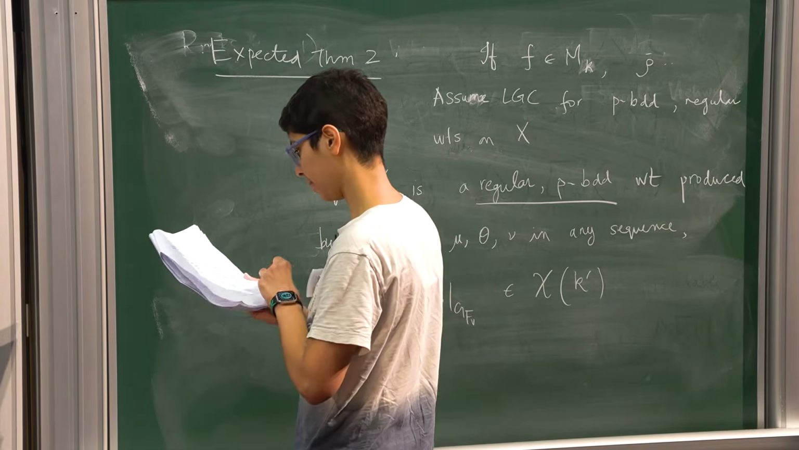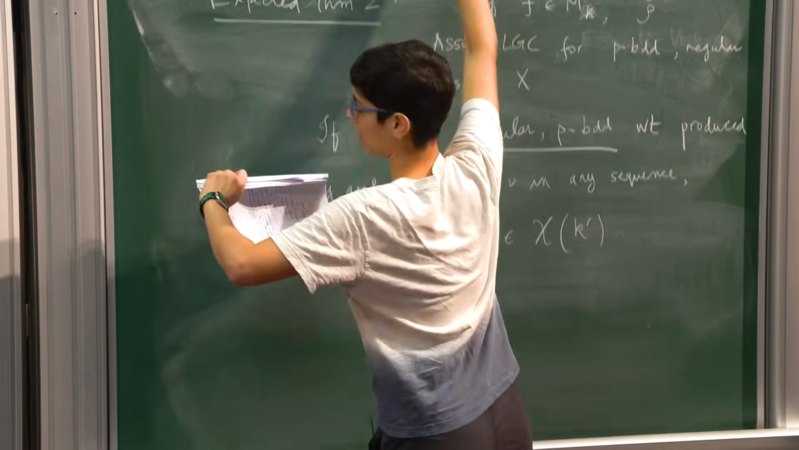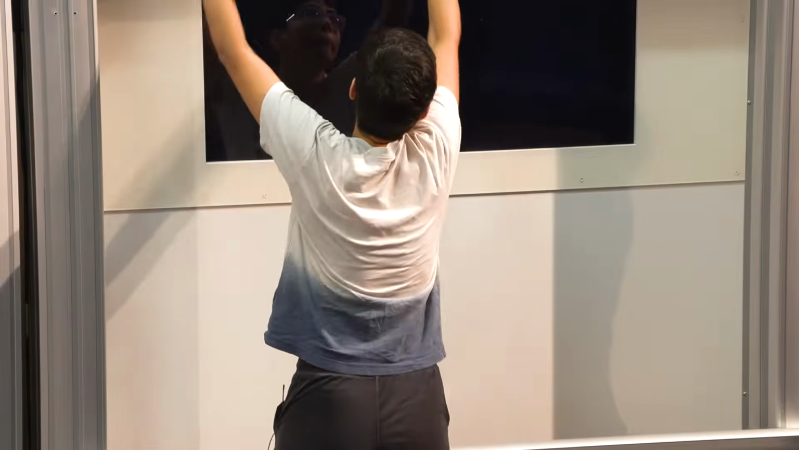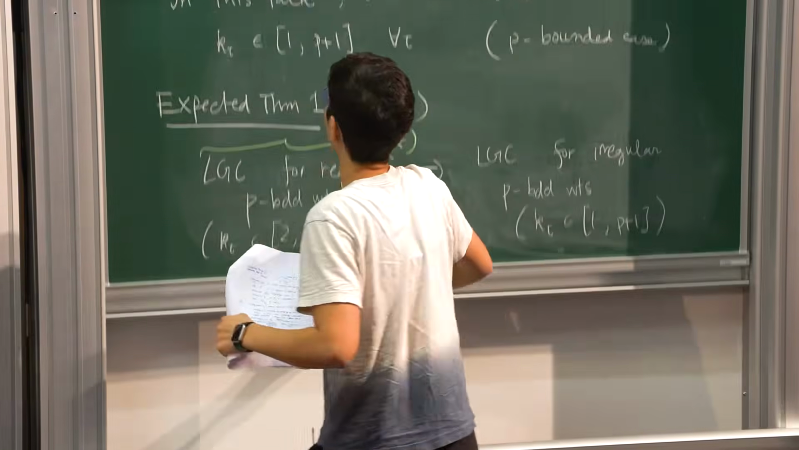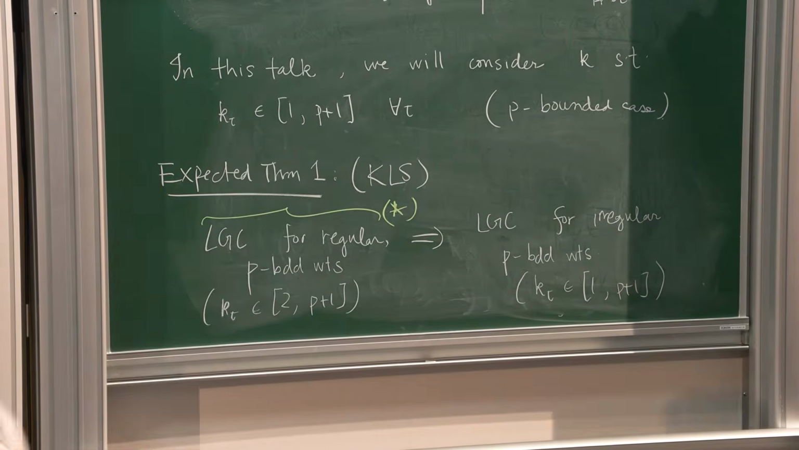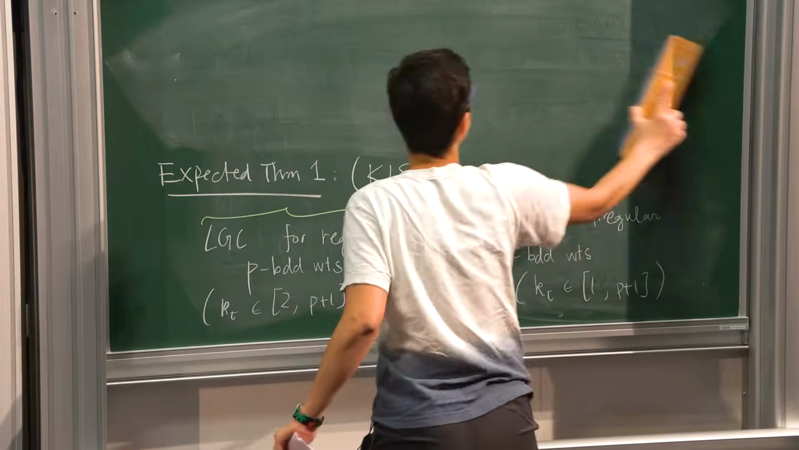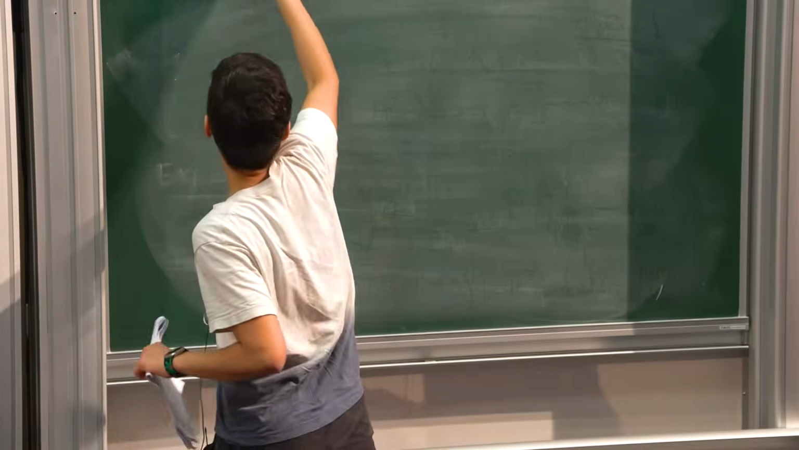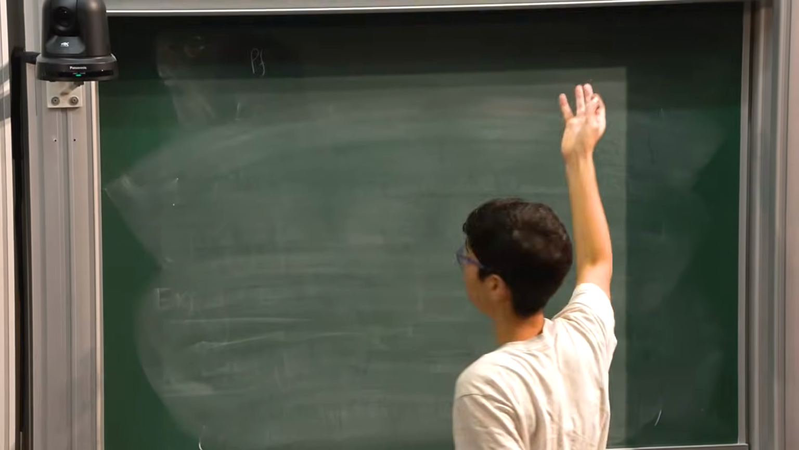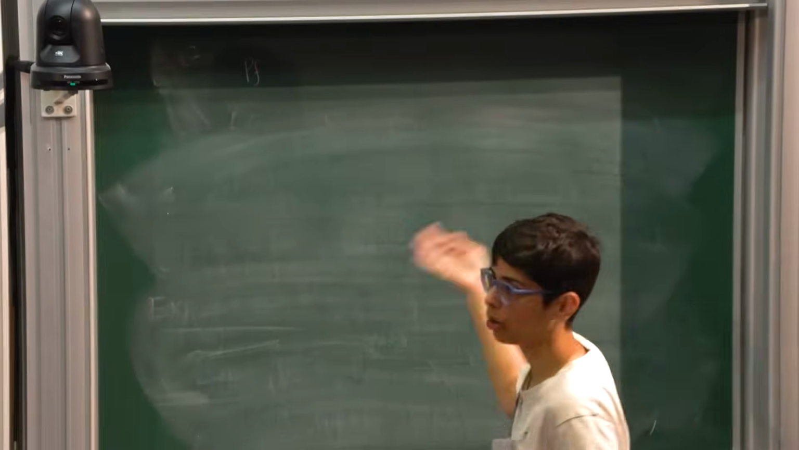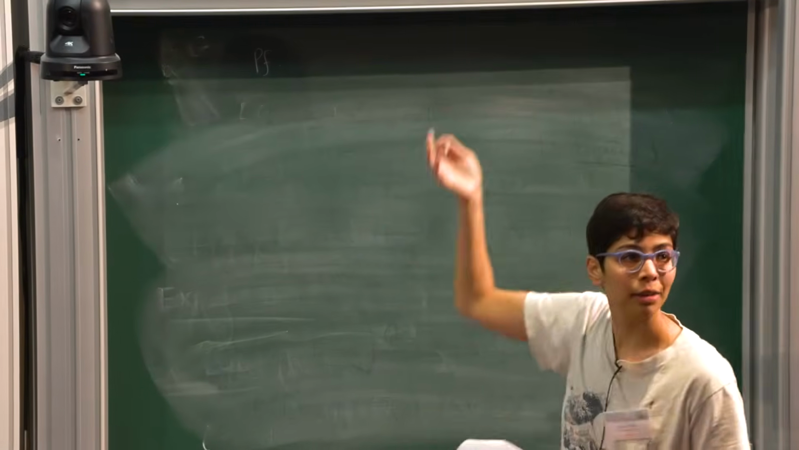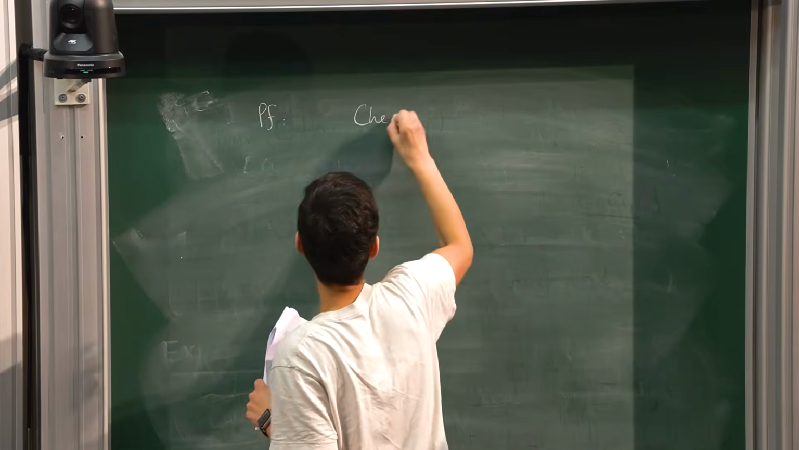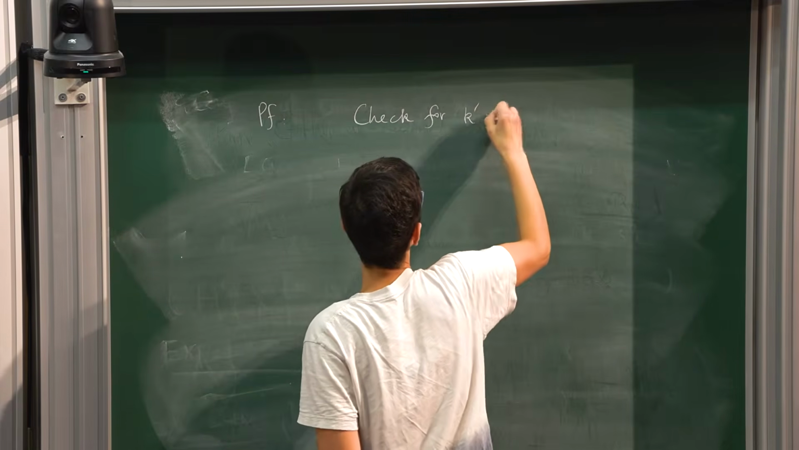I really wanted to, okay, maybe I'll say something about its proof very quickly. So by what I've already said, essentially the only interesting case is when K prime is nu of K, and mu and theta are already dealt with by the assumption star that local global compatibility already holds for p-bounded regular weights. So check for K prime equals mu K.